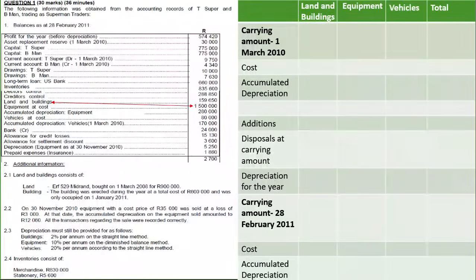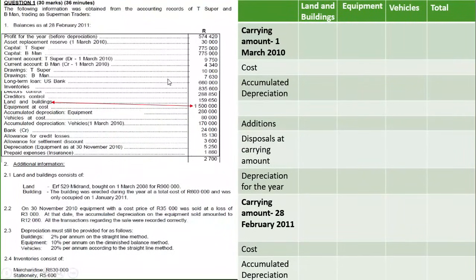So that means at the beginning of this period, that is 1 March 2010, we had this land at this cost, 900,000. What about buildings? We're told that the building was erected during the year at the total of 600,000 rand and was only occupied on 1 January 2011. So the building was erected during this year, but we want the balance at the beginning of this year. That means the building did not exist at the beginning of the year.